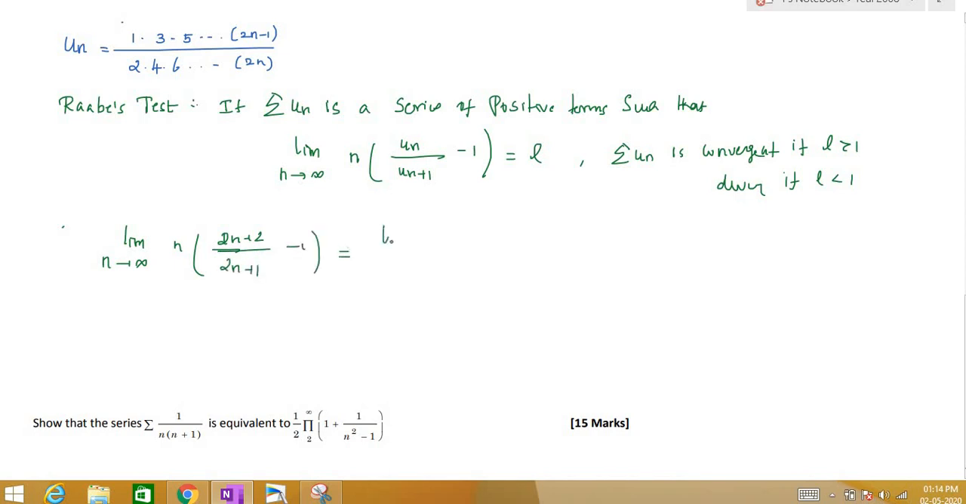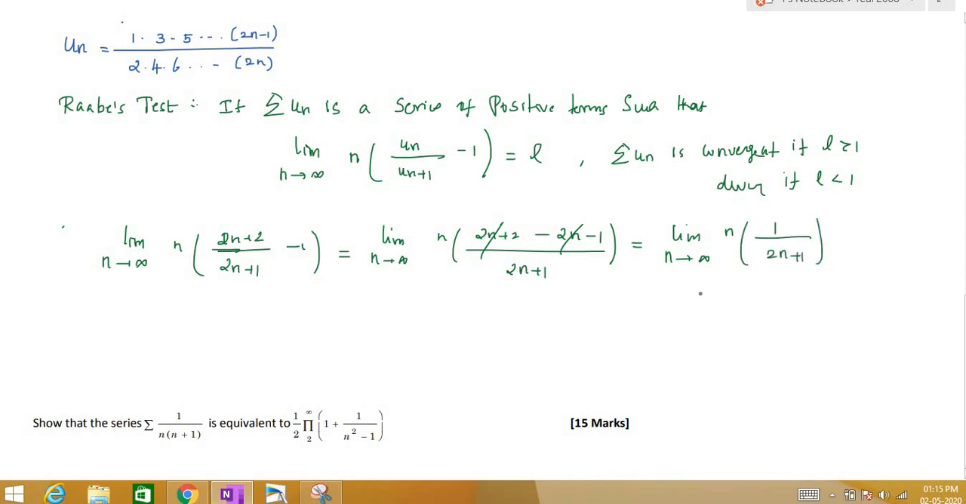So we will find the limit for this. Limit n tends to infinity, n into 2 plus 2. If I bring this to this side, we'll have (2n minus 1) divided by (2n plus 1). So this 2 term will get cancelled. So I have limit n tends to infinity, 2 minus 1 is 1. So I'll have n into 1 by (2n plus 1).